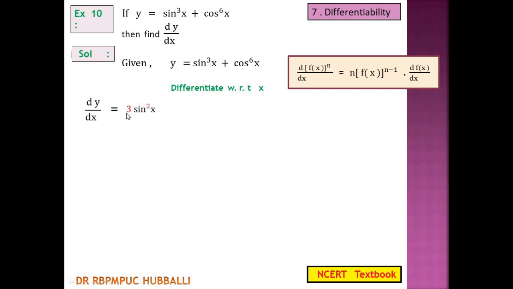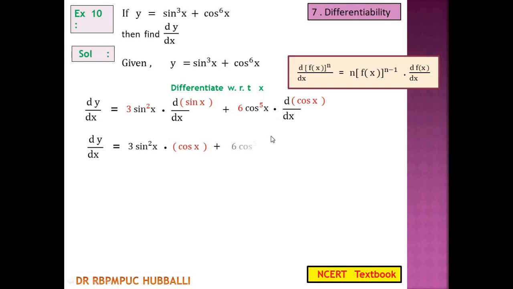So here n is 3, decrease the power by 1, and d by dx of sine x. This is the f of x term. In the same way you follow for this one: 6 cos raised to 5 x into d by dx of cos x. Next step is writing the derivative for sin x. It is cos x, and here the derivative of cos x is minus sin x. So rewriting this answer, that becomes the solution. It is minus 6 cos raised to 5 x into sin x.